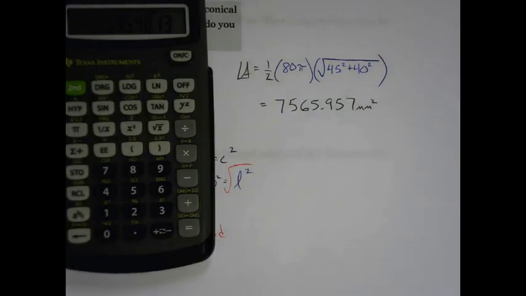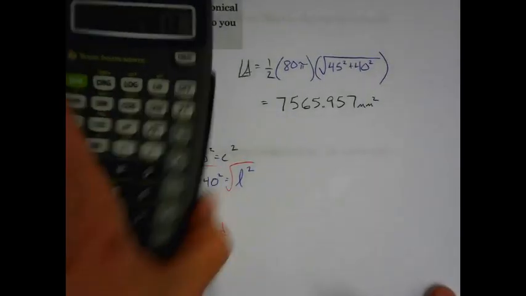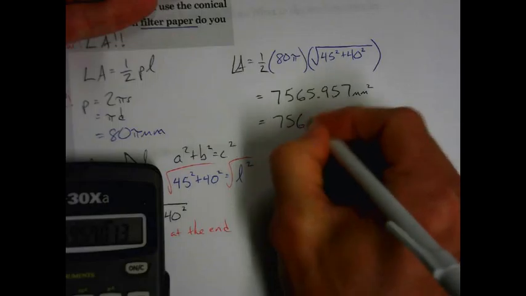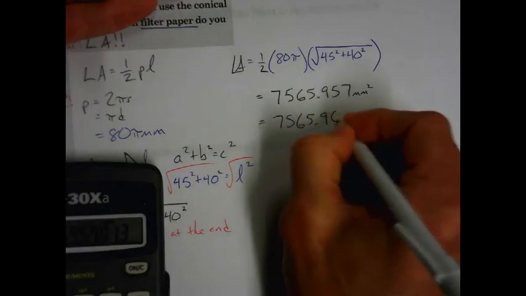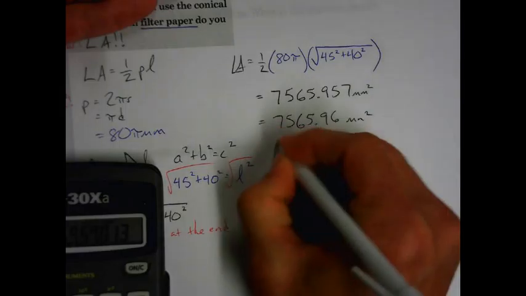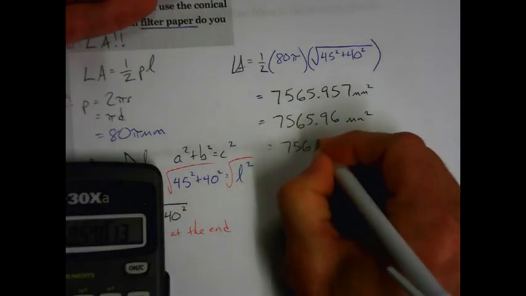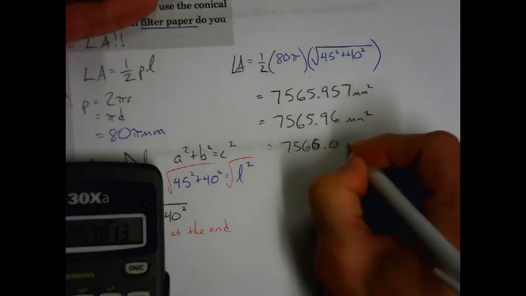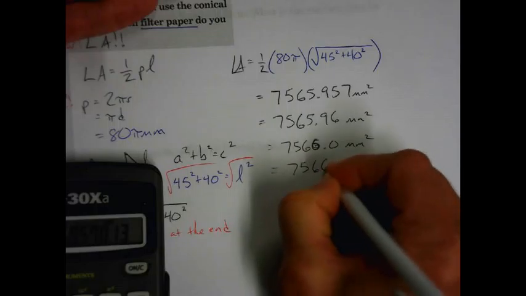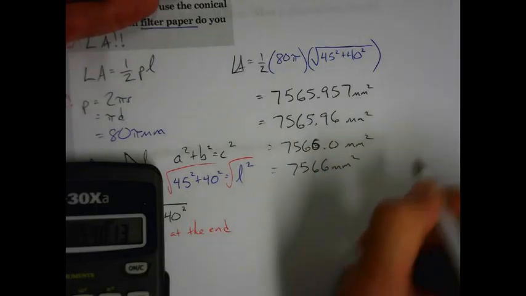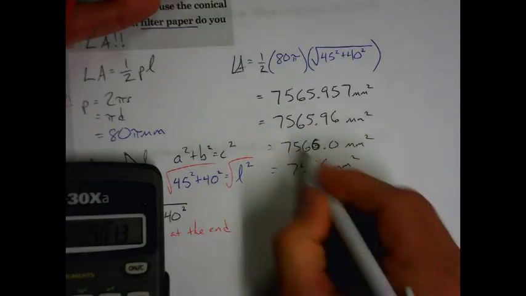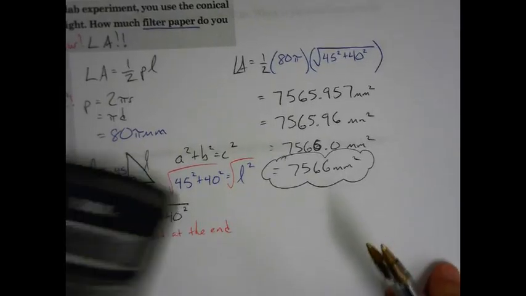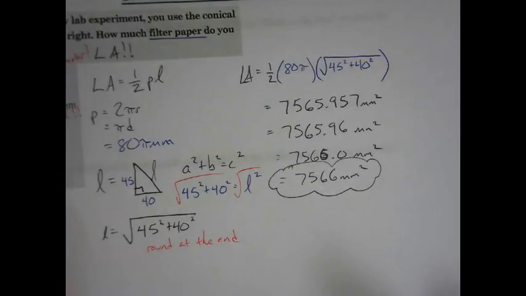Now the rest depends on what the question is asking for. Is it asking for the nearest square millimeter, or to the nearest something else? So it could be 7,565.96 millimeters squared. It could be 7,565.60 millimeters squared, or just 7,566 millimeters squared. So what we want to do is round at the very end, and that was the bell for my second period class. So anyway, that's how surface area and lateral area work for cones.